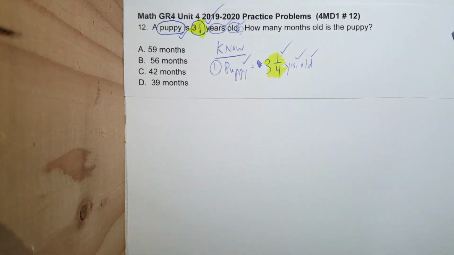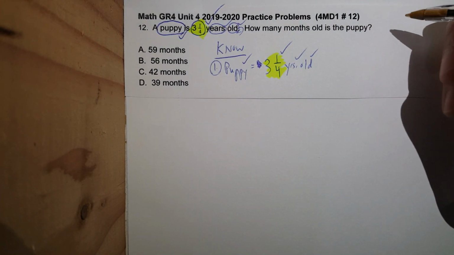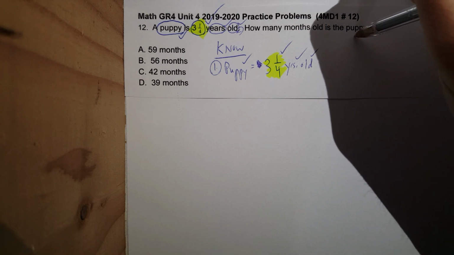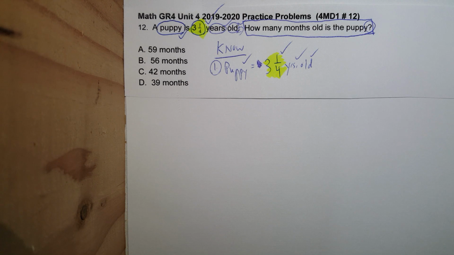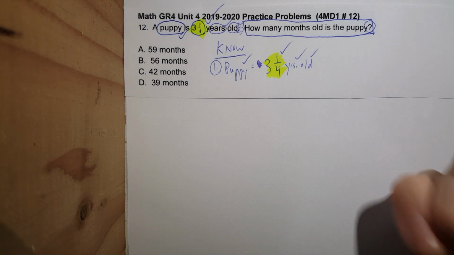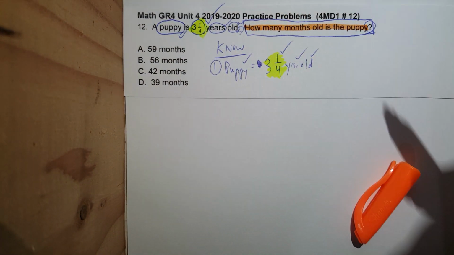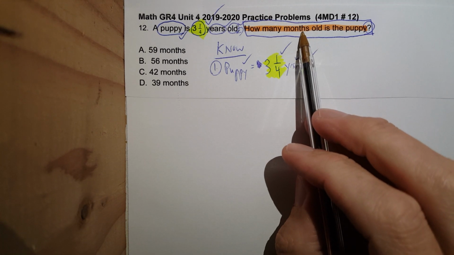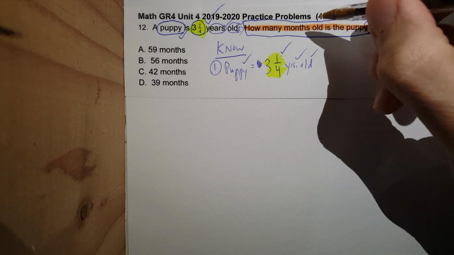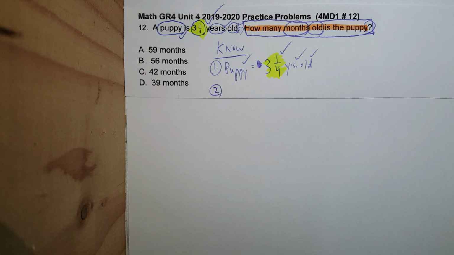This is math. You know you are dealing with numbers. And measurement and data means you are going to probably convert. Question. There it is. How many months old is the puppy? One problem: the answer is in months, and we only know years. So what do we know?